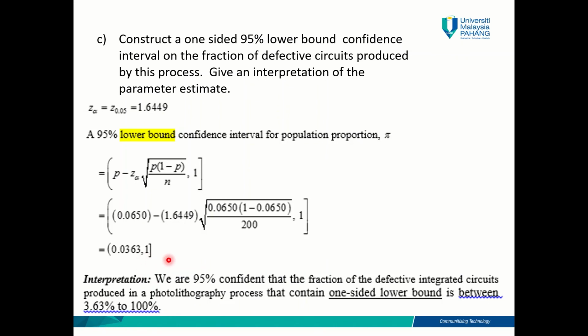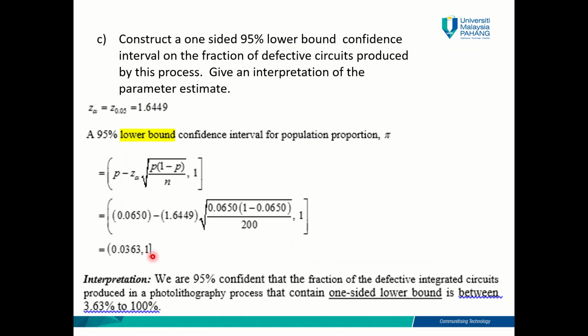0.0363, 1. Please also notice that in this confidence interval, we use an open bracket for the lower boundary and a closed bracket for the upper boundary. This is because proportion can never be more than 1, so that is the limit there. But don't worry, in your quizzes, test or final exam, if you don't use a closed bracket for the upper boundary, it doesn't really matter because I won't penalize you for that. I just want you to know that the correct way to write this confidence interval is by using a closed bracket.